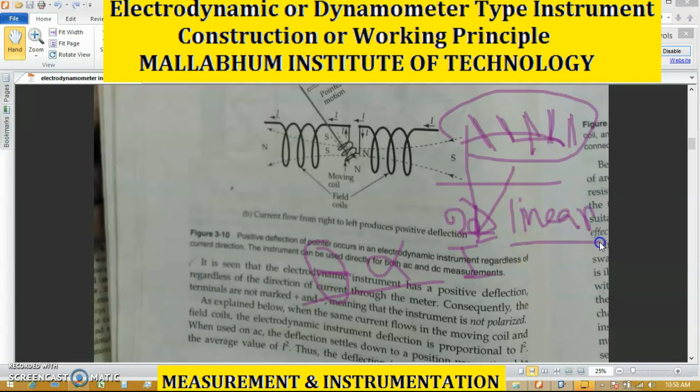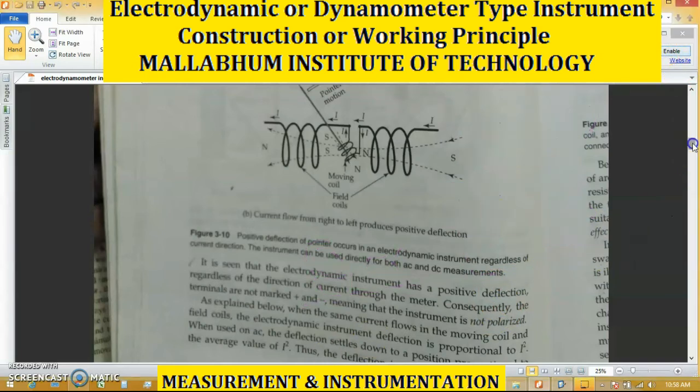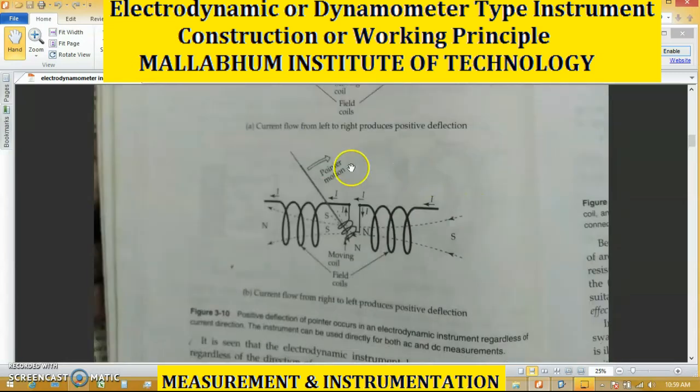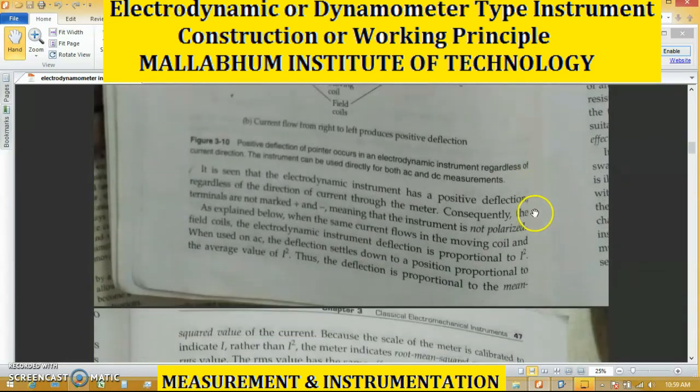In the case of the PMMC instrument, it is almost linear, but in the case of the electrodynamic type instrument, it is a non-linear scale due to the torque equation. The instrument deflection is proportional to the square of the current passing through it. So you cannot calibrate the scale linearly, you have to calibrate the scale in a non-linear fashion.